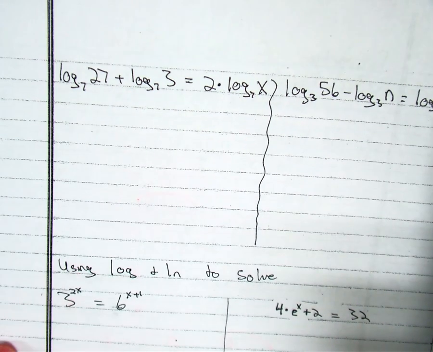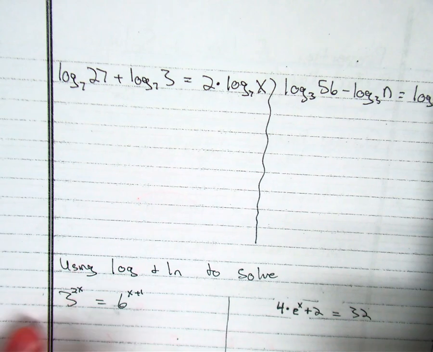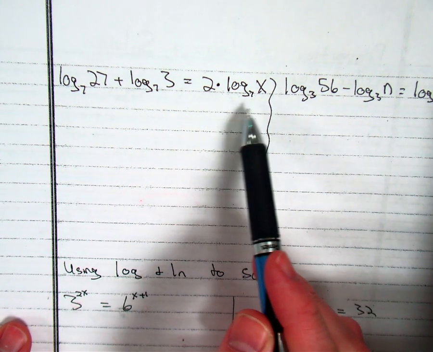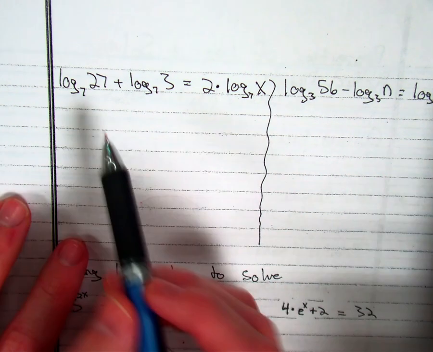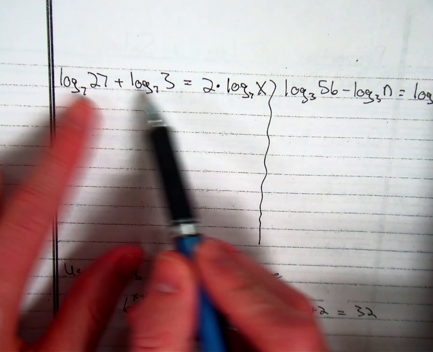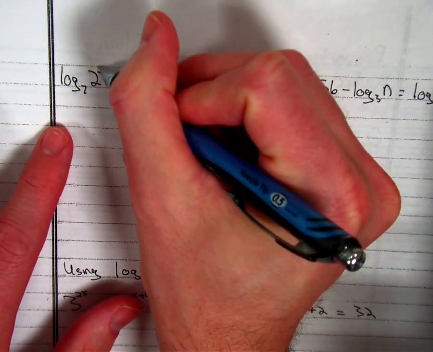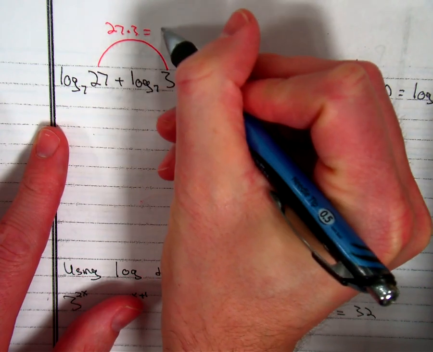Log base 7 of 27 plus log base 7 of 3 equals 2 times log base 7 of x. Ooh, we got a lot going on here. We're going to use two properties in the same problem. First, we have log base 7 plus log base 7. We can put these two back together with multiplication. And 27 times 3 should equal 81.